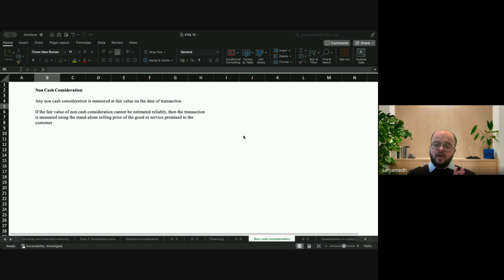So in that case, what will happen is I will record the revenue. My accounting entry will be investment in Reliance shares account debit to revenue, because I'm not paying cash. I'm getting these shares from her as a part of settlement of the transaction between us. So if there is a non-cash consideration, the non-cash consideration is recorded at the fair value on the date of transaction.